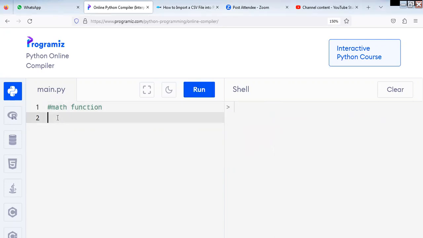Okay. Now first, if you want to use any sine, cos, square root, or power, then what you need to do is import. Like in some languages we say include, but here we need to say import. What we need to import is math. Okay. What we need to include is math.